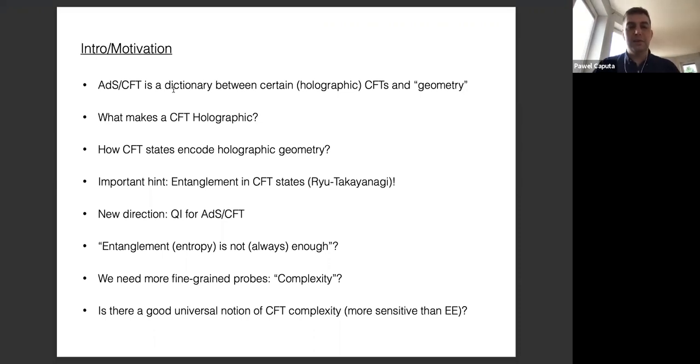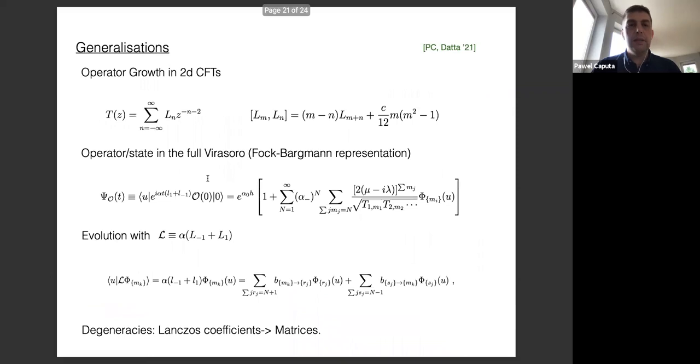Basically, everything I talked about was either very universal or quantum mechanical and based on symmetries. But here I'm talking about CFTs. So let me tell you one word about this paper that appeared today. The CFTs that we want to study are basically quantum mechanical models where we can again study the growth or evolution of the operators.